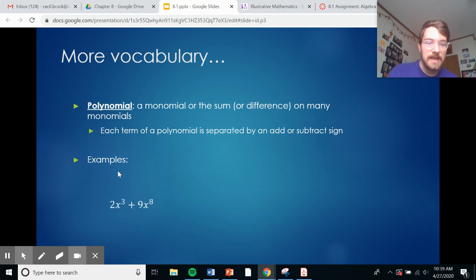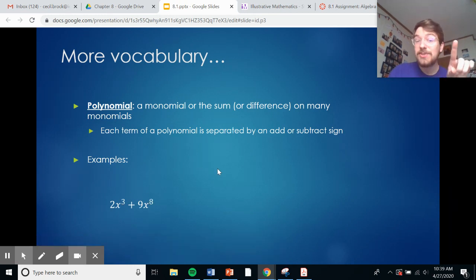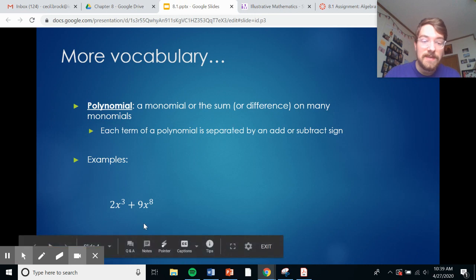Some examples. I could have 2 of them. So I could have 2x to the third plus 9x to the 8th. Notice how, even though they both have the same variable, they've got different exponents. So in this case, you could not do 2 plus 9 in this scenario because one has a 3 exponent, the other one has an 8. So in this case, we're just going to leave it as it is. It's just kind of floating out there in space with 2 terms in it. It would just stay that way. They're separated by a plus sign. That would be a polynomial because we've got more than one.